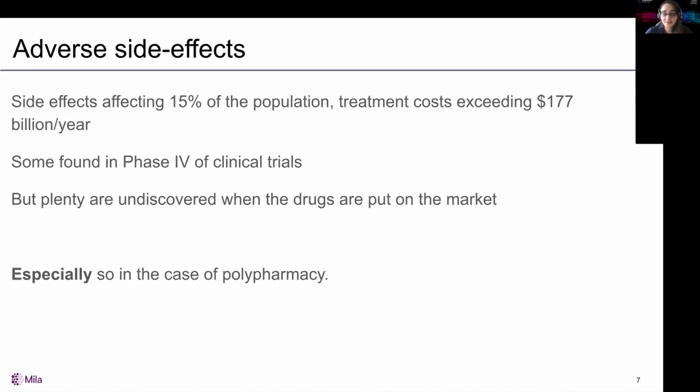And side effects have been affecting 15% of the population in the US. These numbers are for the US. And treatment costs are exceeding 177 billion per year. And the problem is that these side effects, in the whole drug development and testing pipeline, are caught towards the end, in phase 4 of clinical trials. And while some of them are discovered in this phase, a lot of them are undiscovered when the drugs are put on the market. And this is especially the case with polypharmacy, where testing for all combinations is very expensive and requires a lot of resources.